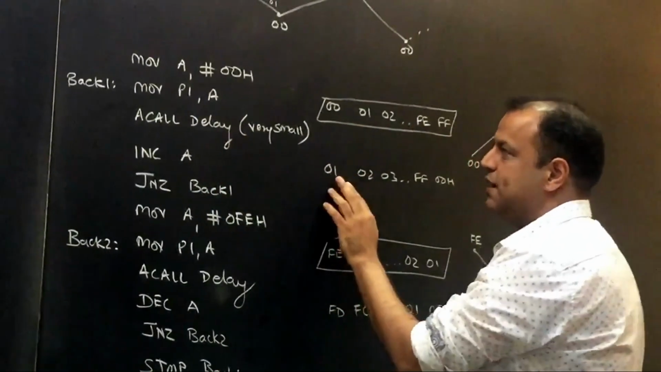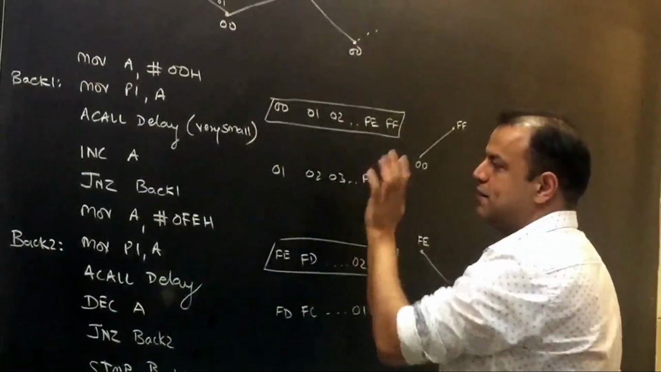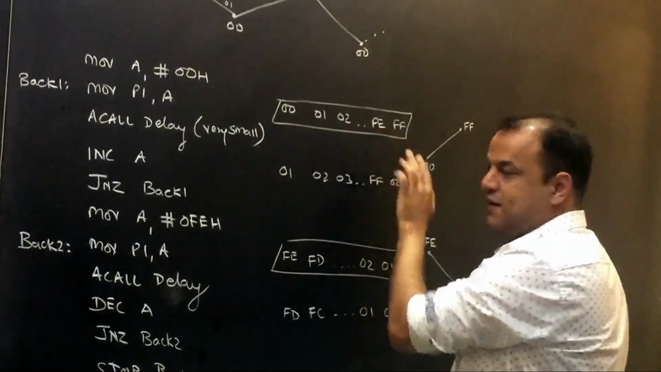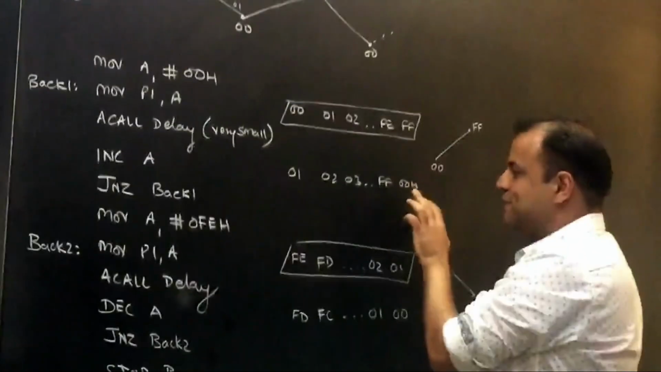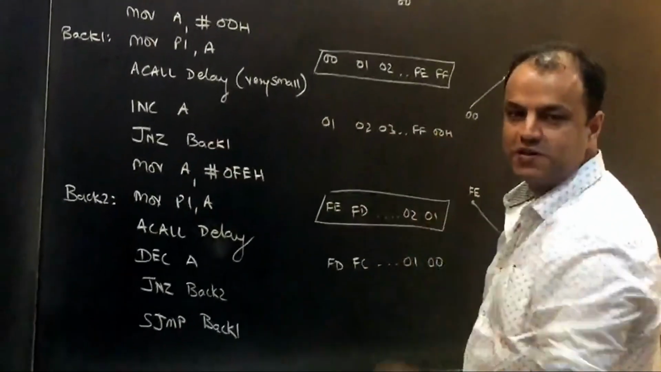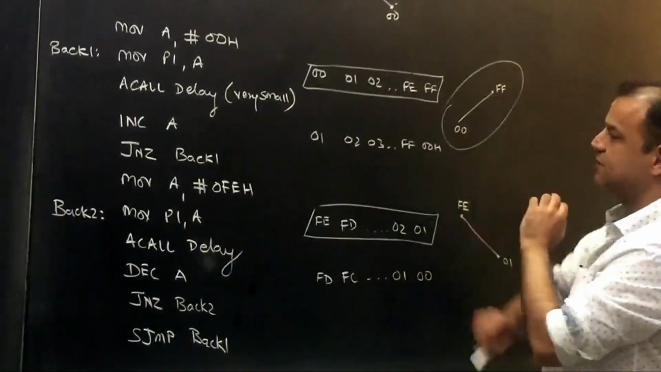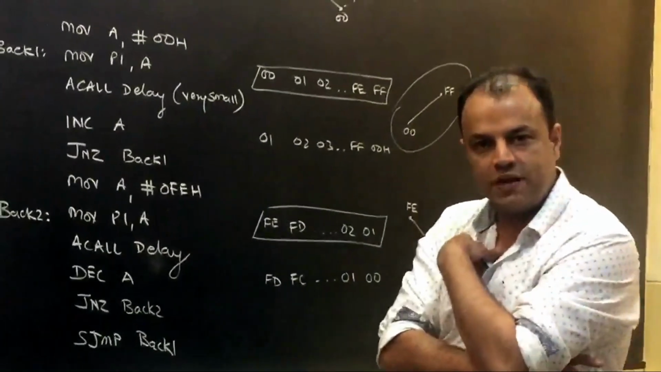So A was 0, it became 1. You displayed 1, it became 2. You displayed 2, it became 3. You displayed FE, it became FF. You displayed FF, it became 00, and the loop will break because I've said jump if not 0. So this loop has done its job. It has displayed from 00 to FF. Tell me, did you understand?